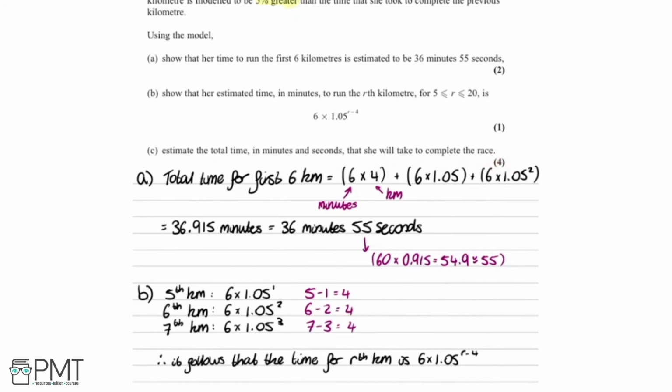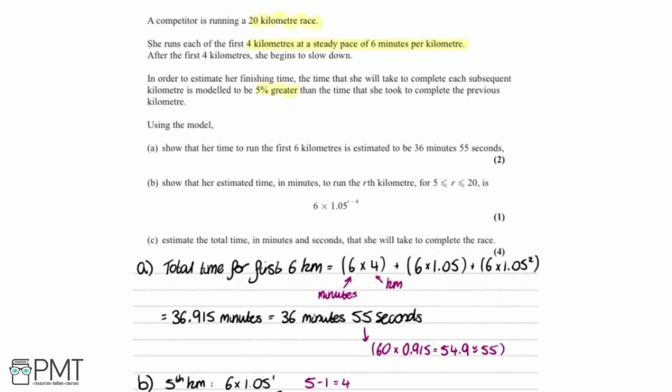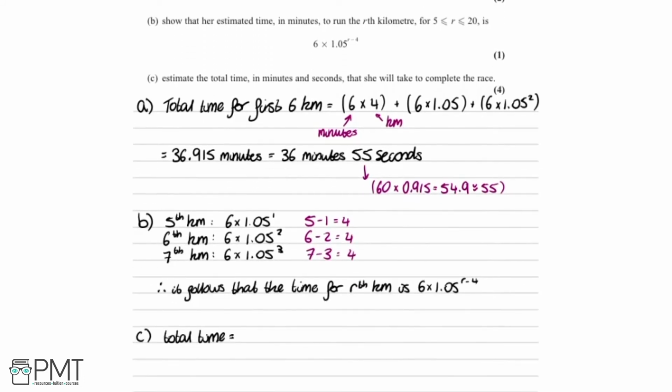And that's for 4 marks. So we know that she runs at a steady pace of 6 minutes per kilometre for the first 4 kilometres. And we previously worked out that that was 24 minutes. So we can write that down here and not worry about that. We can just say total time at the start is going to be 24 minutes.